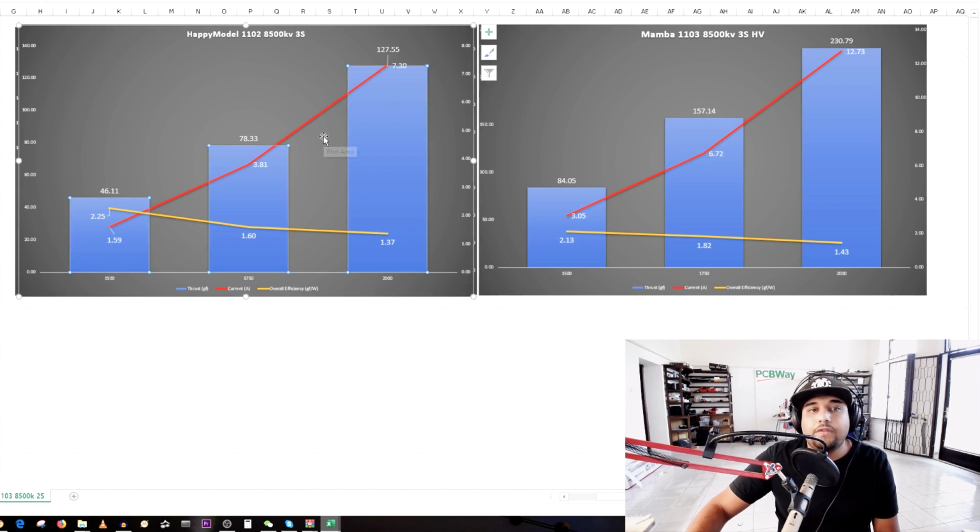The Happy Model 1102, I am thinking that the 1102 size, I think, would be the best and most appropriate for these toothpicks. Maybe a 1102.5. I might talk to Flywheel and maybe help them develop a 1102.5, 8,450 kV or 8,300 kV would be pretty interesting, actually. We can see what we can do with that one.